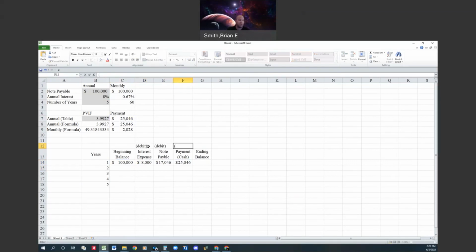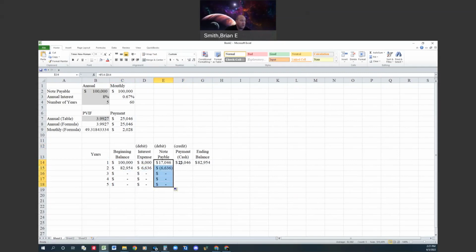This is your journal entries for each of these years. And, oops, credit. Okay. Our ending balance is going to be our beginning balance minus our note payable. And our beginning balance of the next period will be the ending balance of the current period. So from here, it's just really dragging down these, making sure we did it right. That should be good. Okay, note payable.